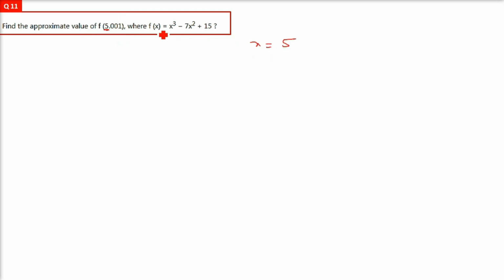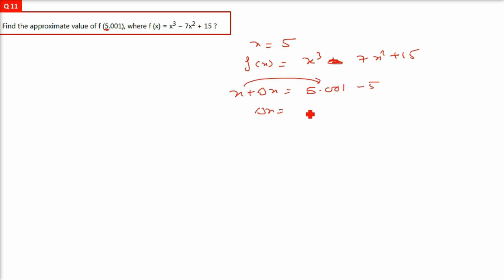Find the approximate value of f(5.001) where f(x) is x³ − 7x² + 15. So we can take x as 5. So we have x plus delta x as 5.001. Delta x, take it here, so it is going to be 0.001. This is your delta x.